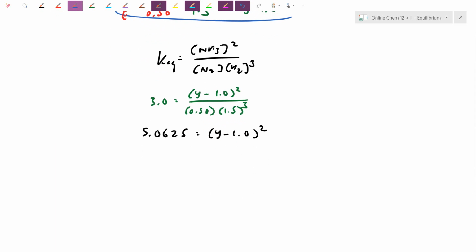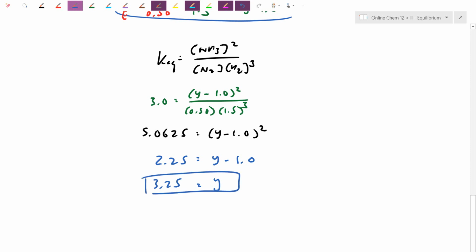But remember in Chem 12, we don't need to deal with quadratics. They'll usually set up the numbers so you can just do an easy square root. So let's just take a square root of both sides here. The root of this 5.0625 is just 2.25. That's going to get rid of the square for me, and therefore y is equal to 3.25. Right? Now, it was a little bit of algebra work here to actually get to this y.